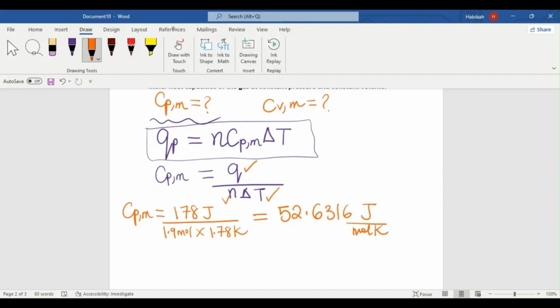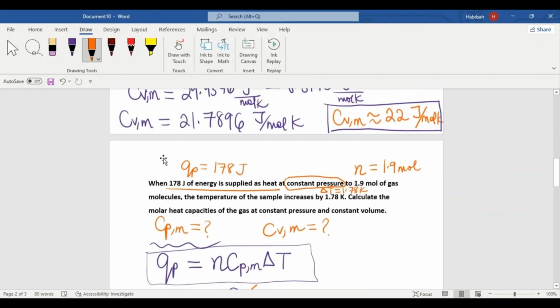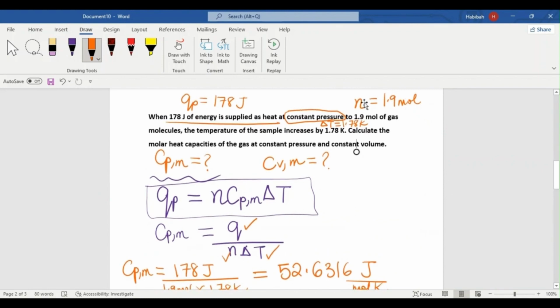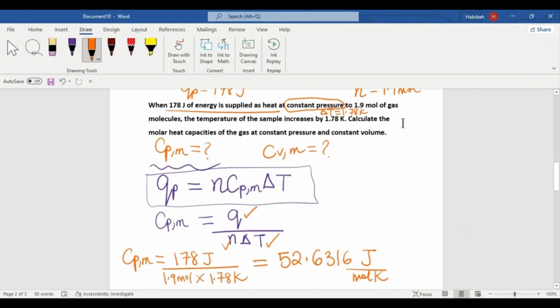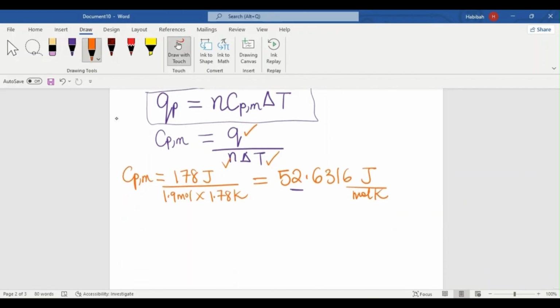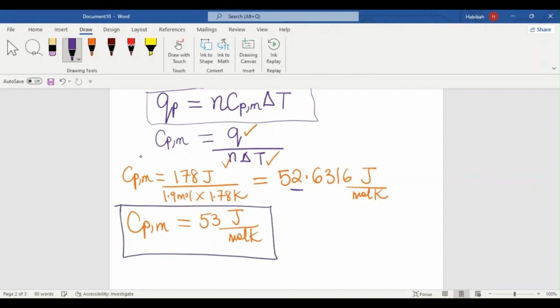Remember that whenever you're dealing with chemistry, you're supposed to round and look at the sig figs that you're given, approximating to the lowest number of sig figs. In our question, we have 3 sig figs for heat and 2 sig figs for number of moles. So we're going to approximate our answer to 2 sig figs. So Cp,m ends up being 53 joule per mole kelvin. This is the answer to this part of the question.